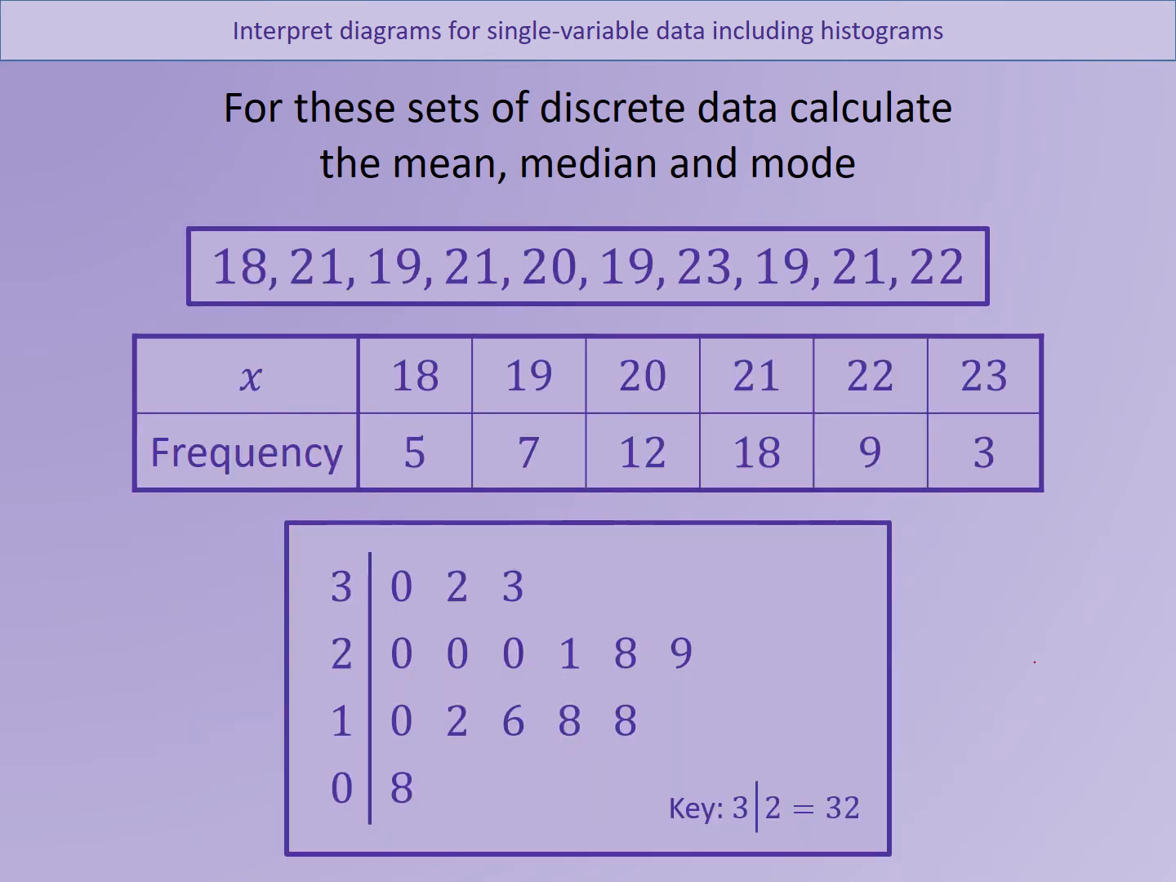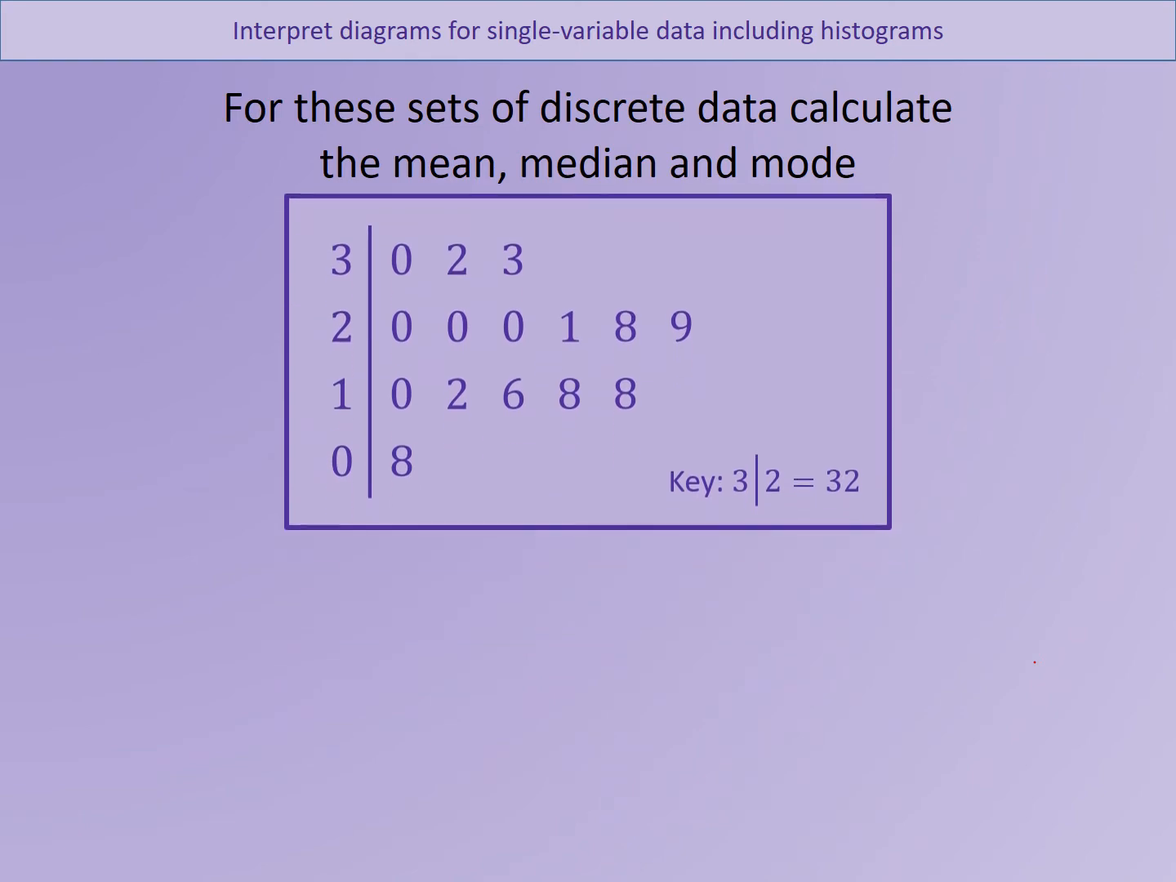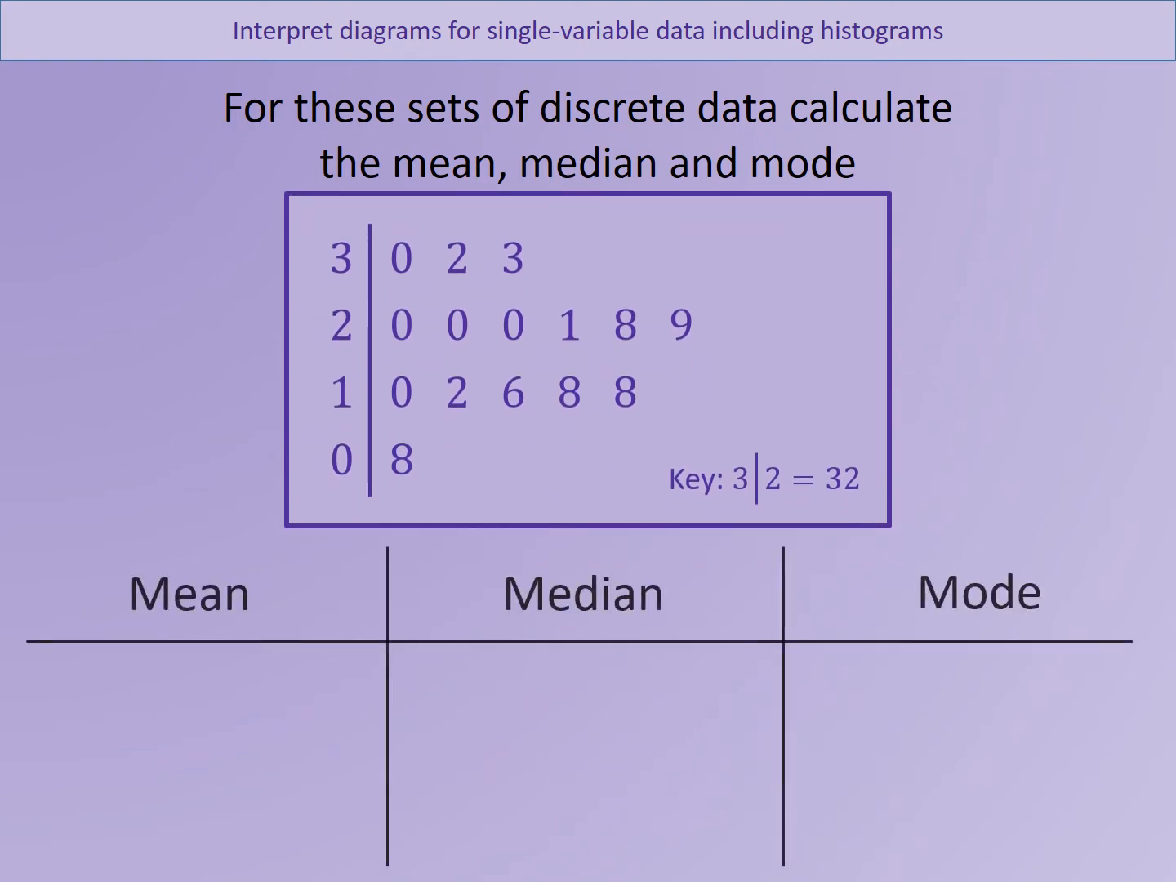So now we can work out the averages from a stem and leaf diagram as well. So starting with the mean, we need to add up all of the pieces of data. Now remember, if you're looking at a key, so the 3, the line, the 2, that makes 32. So in order for us to work out that this total on top is 315, then we need to add all of these pieces of data together.